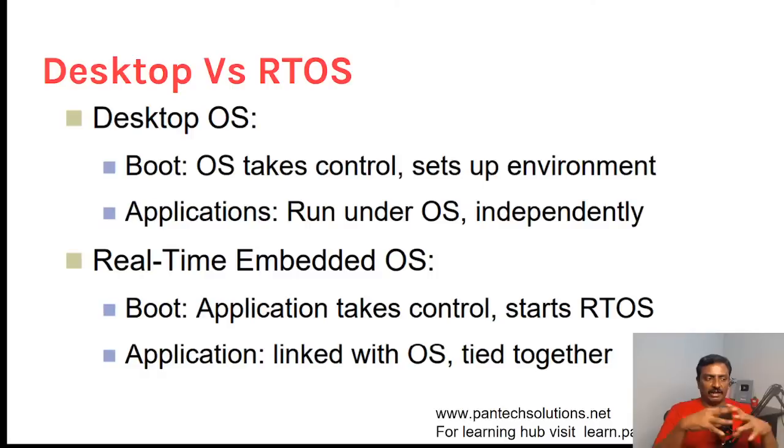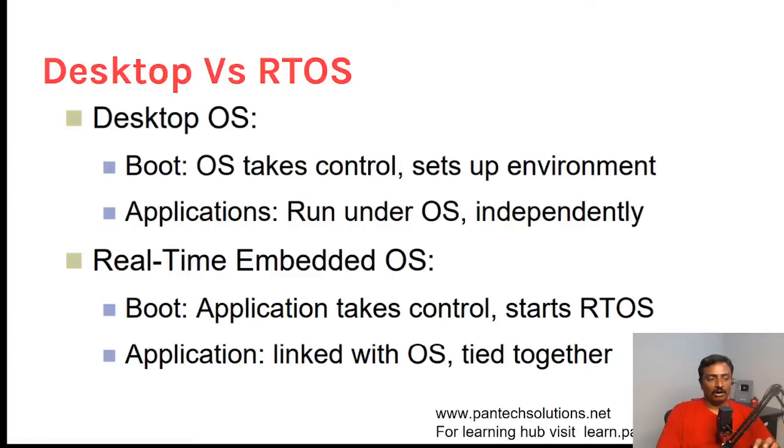I will repeat the difference between the normal operating system and the real-time operating system. Real-time is time specific. In a desktop OS, the OS takes control and sets up the environment, and on top of that you run applications, like Microsoft Word or Microsoft Excel. Whereas in a real-time embedded OS, the application decides which part of the code to run. So both the application and the operating system are linked together.